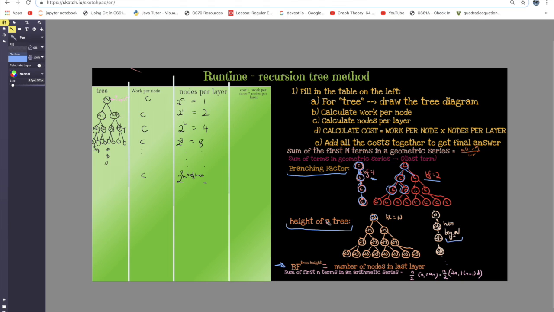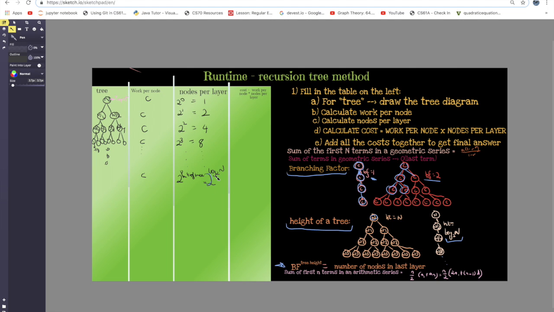Oh, sorry, log base 2n. Yeah. So it'll be 2 to the power of log base 2 of n. And an important math concept is that 2 to the power of log base 2 of anything is just equal to that particular value. So 2 to the power of log base 2 of a is equal to a.